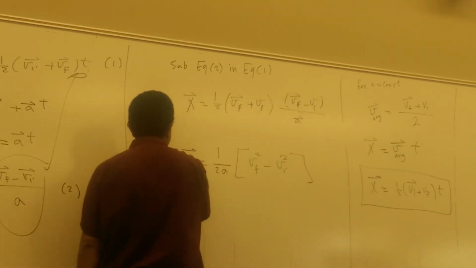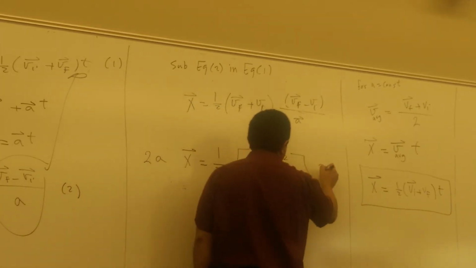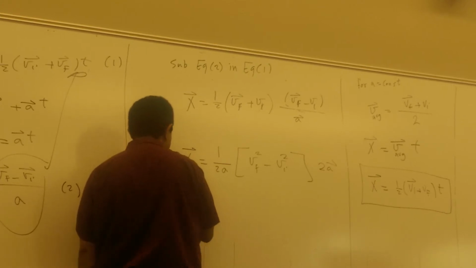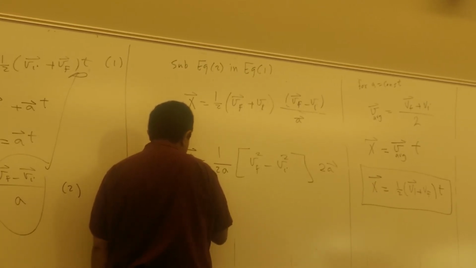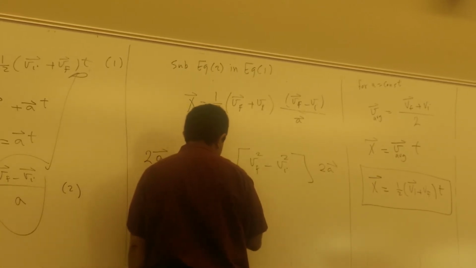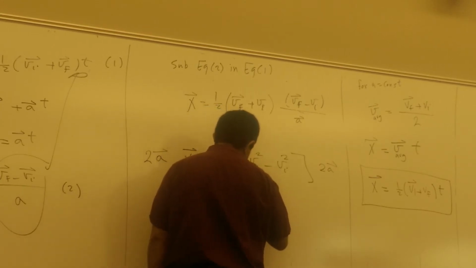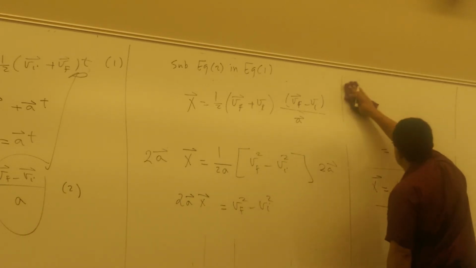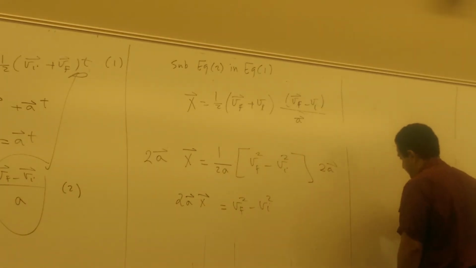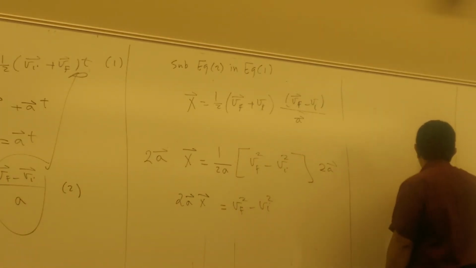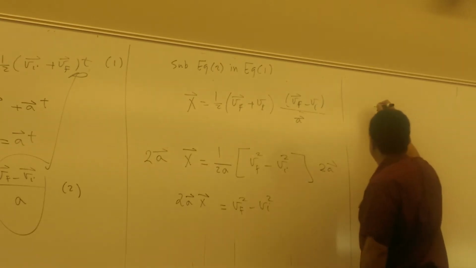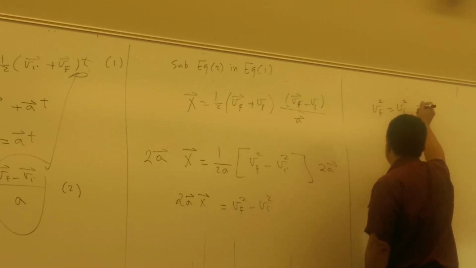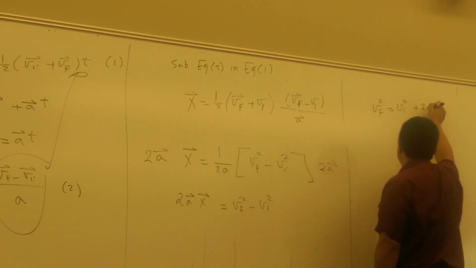And now I'm going to multiply this side by 2A, this side by 2A. And that would give me the following: 2A X equals V final squared minus V initial squared. And then I could write this a little bit smoother if I wanted to, by saying that V final squared equals V initial squared plus 2A X.